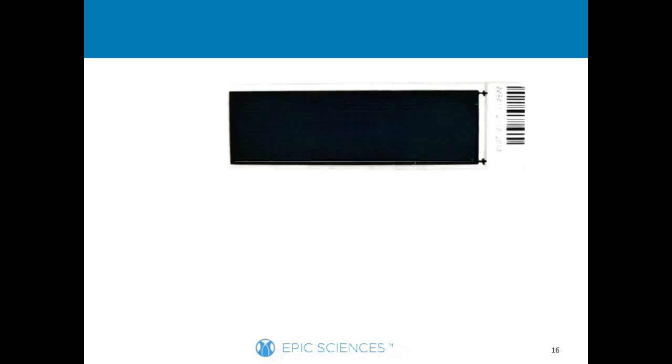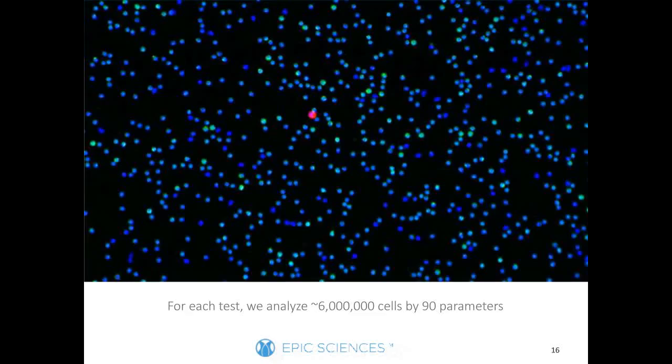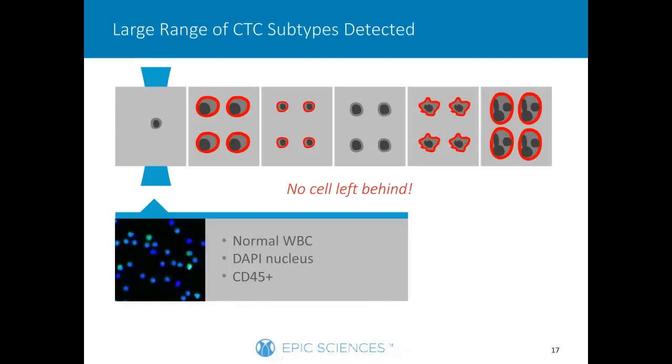So this is what it looks like. This is an EPIC slide, and we can zoom in, and you can see what a field of cells would look like. You see all of our white blood cells around that can be used as controls, and then you can see our rare cell right there in the middle. For each test, we analyze about 6 million cells to identify the rare cells in the population, and we use a multitude of morphological and molecular parameters as we previously described. But the key things to take home at this point are no enrichment, so we're not manipulating the cells, we're not losing any epithelial plastic cells, and we're not losing any smaller CTCs. And so we see a larger range of CTC subtypes.